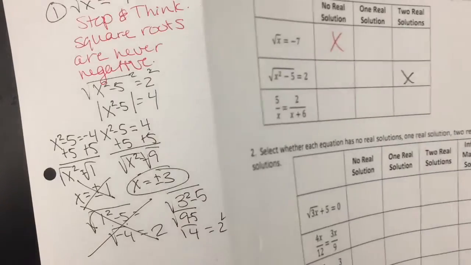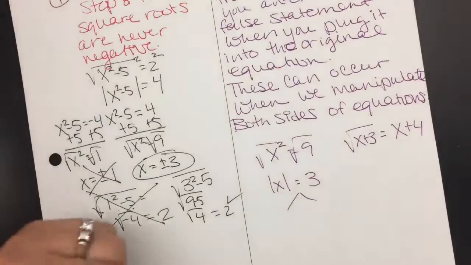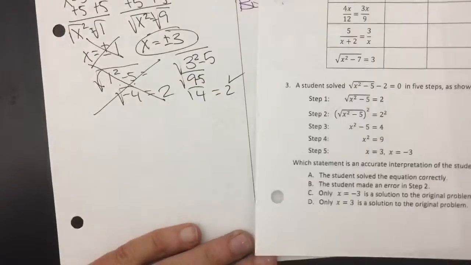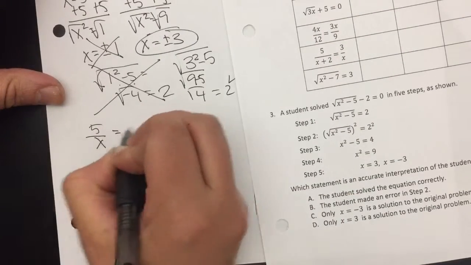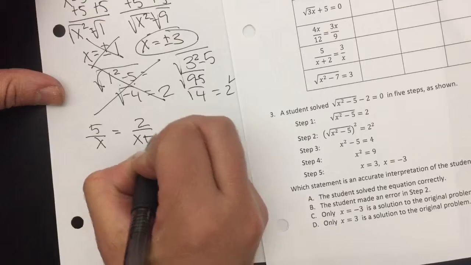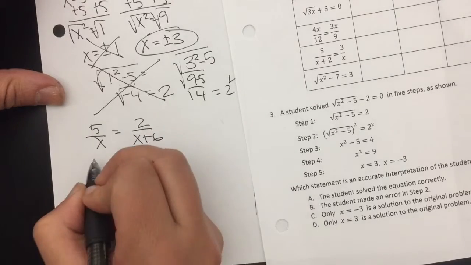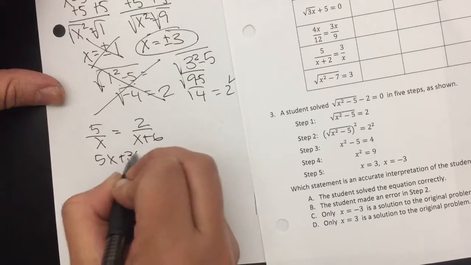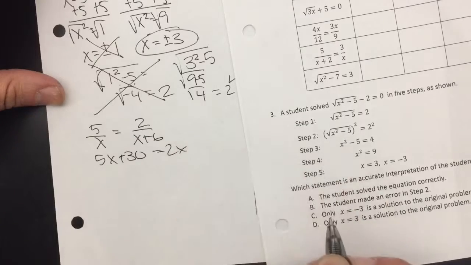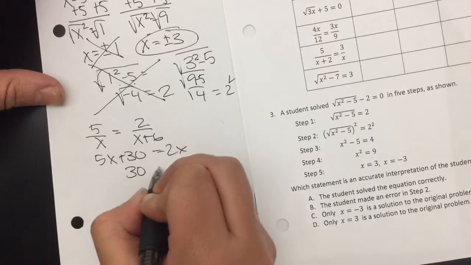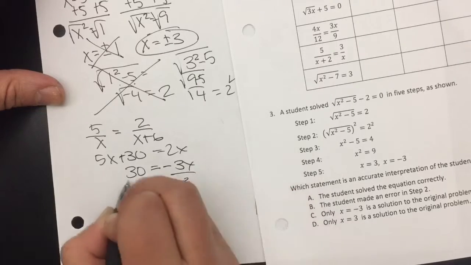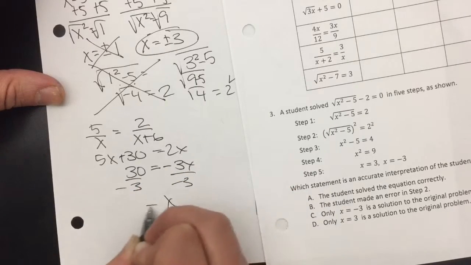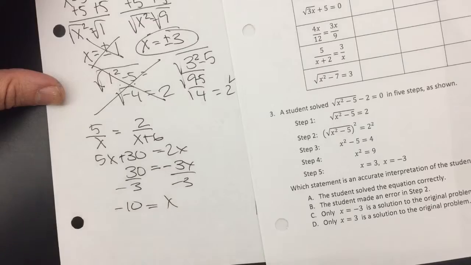Okay, the last one here, we are solving a rational equation. So I'm going to have 5 over x equals 2 over x plus 6. I'm going to cross multiply. Notice I distributed. I'm going to subtract 5x on both sides. And when I divide by negative 3, I get x equals negative 10.